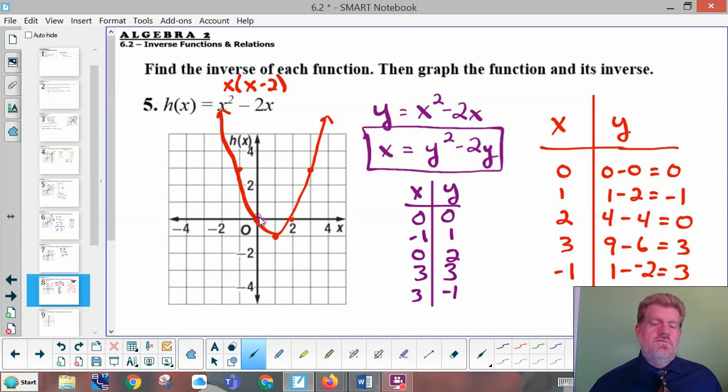So here's 0, 0. Here is negative 1, 1. Here is 0, 2. What do you notice? All right. 1, 2, 3, 1, 2, 3. Oops, I forgot. Oh, that's a dumb point. It's actually 3, negative 1. 1, 2, 3, negative 1. All right, what do you notice about this graph? It's supposed to be a sideways parabola because it's flipped over this line.